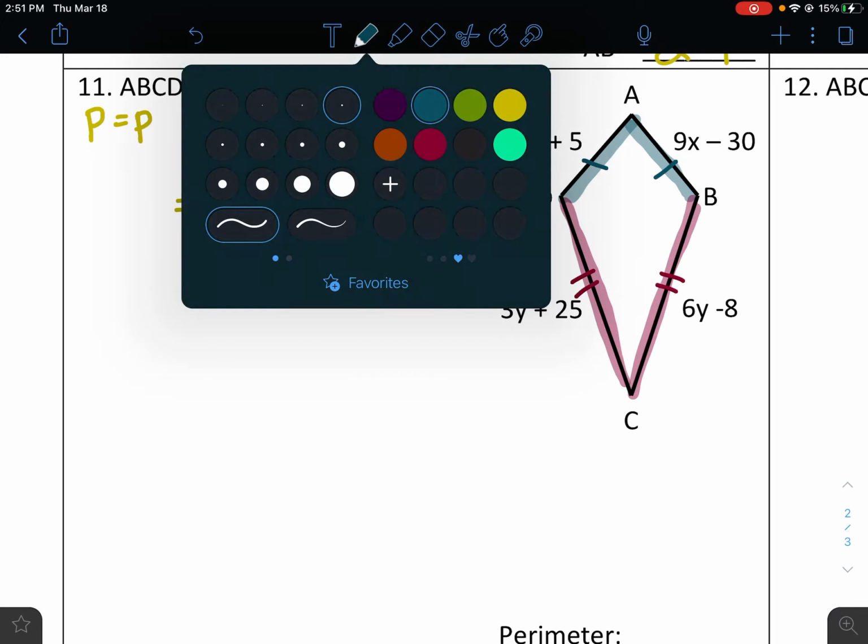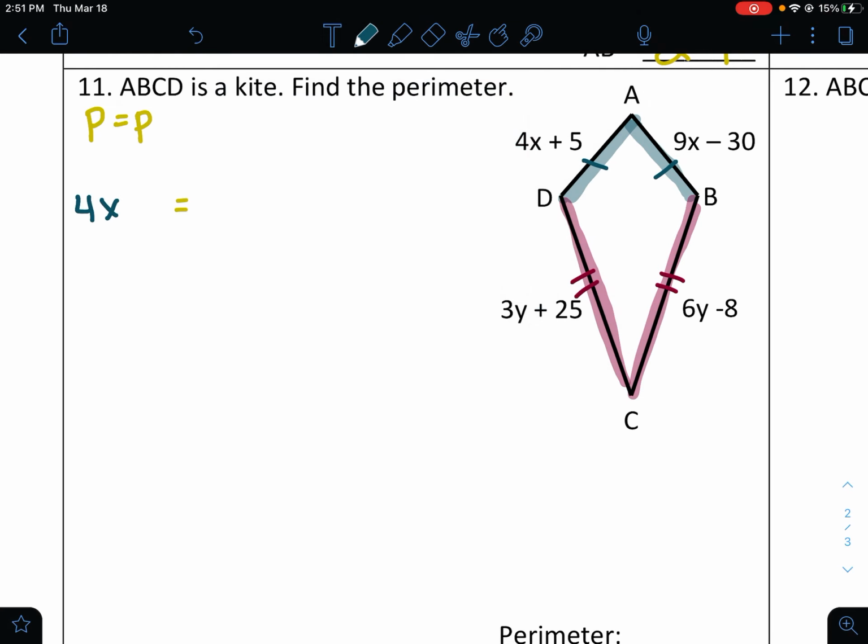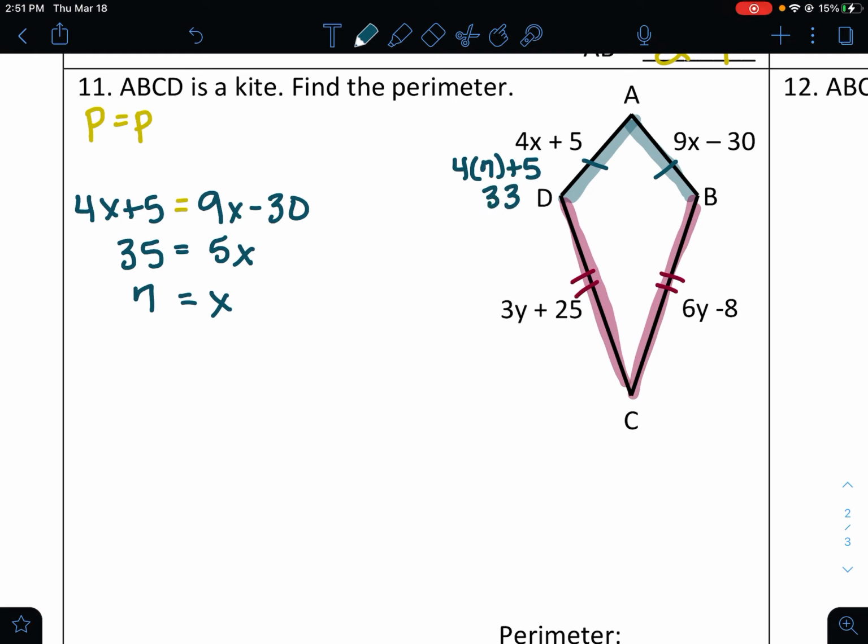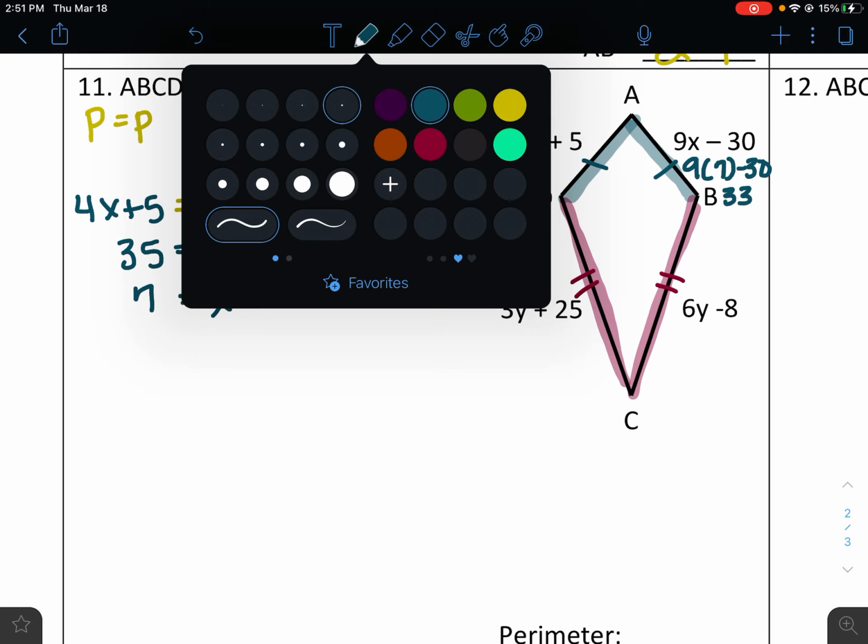All right, I'm going to go ahead and set up the first one. 4x plus 5, 9x minus 30, and solve it. Okay, so we get 7 for the first one. Let me plug it back in, because I'm paranoid, and I want to make sure I'm doing this right before I continue. So it's going to be 33. Then we got over here 9 times 7, 63, minus 30 is also 33. All right, cool. So that one's good. They were both equal when I plugged it in.